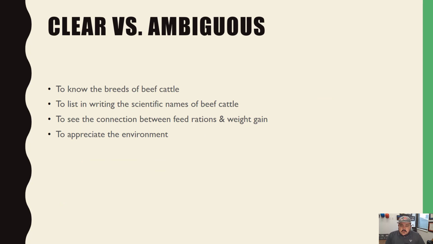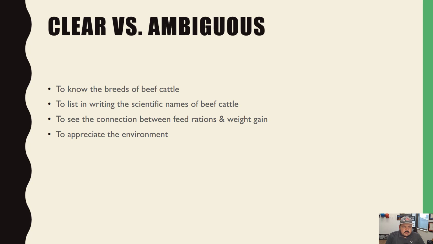A clear learning objective states what the learner will be able to do upon completion of an educational activity, in terms of behavioral change. A clear objective identifies the terminal behavior or desired outcome of the educational offering. So we need to be very clear.